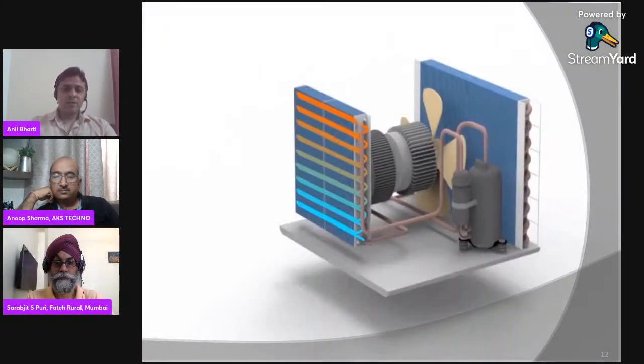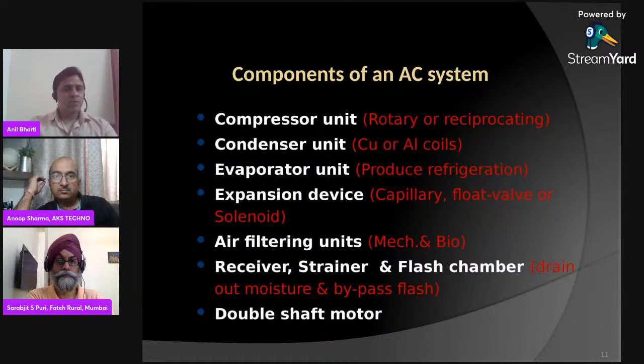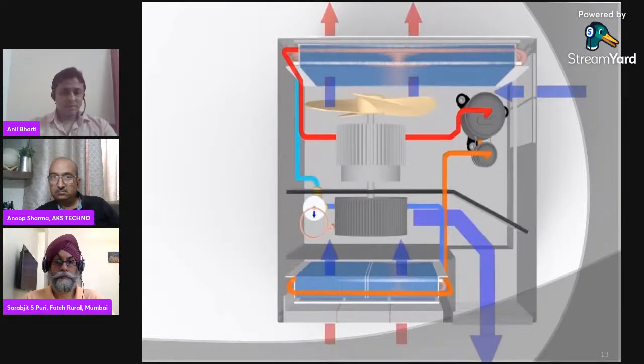So let me show you another slide. Here I have shown the main components of the air conditioning system. So these are the main units. या वैसे मैंने एक बार बता भी दिया है. Compressor unit, condenser unit, evaporator unit, expansion device, air filtering units, receiver, strainer and flash chamber, and last is double shaft motor. ये सारी चीजें जो है हमने AC में देख ली हैं यहाँ पे.